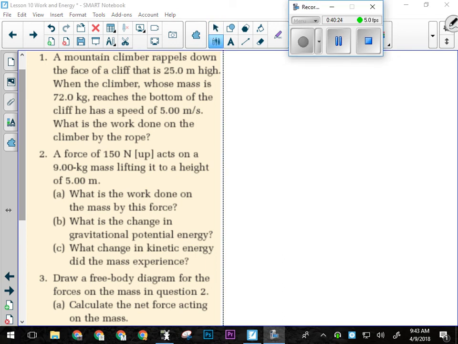So on number 1, I've got this mountain climber who rappels down the face of a cliff that's 25 meters high. Their mass is 72 kilograms. When they get to the bottom, they're only moving at 5 meters per second. If they'd have fallen off the cliff, would they be moving faster than that? Yeah, a lot faster. So obviously the rope is taking away some of their energy. They're doing work on the rope as they go down. If you've ever held onto a rope as you fell, or slid down the rope with bare hands, you get rope burn. That is you changing your mechanical energy into heat, and it equals sore hands. So this is kind of looking at that, except you'd be using climbing equipment.